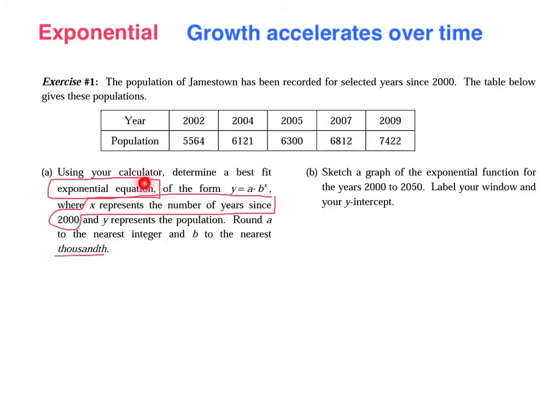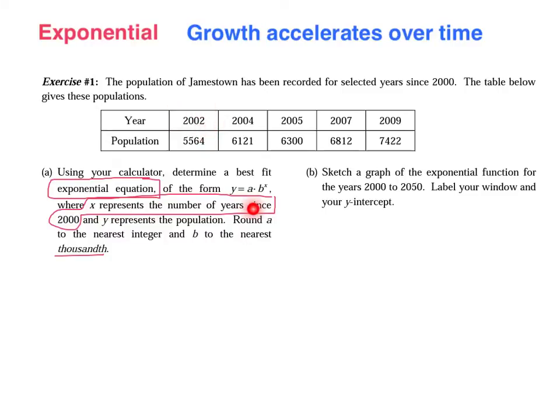This time we're doing exponential. The second bear trap is the year. And let's highlight that again. It says x represents the number of years since 2000. Well, you're not going to type 2002 in if x represents years since 2000.